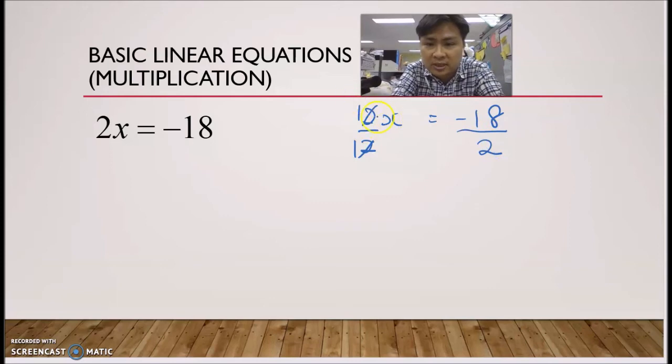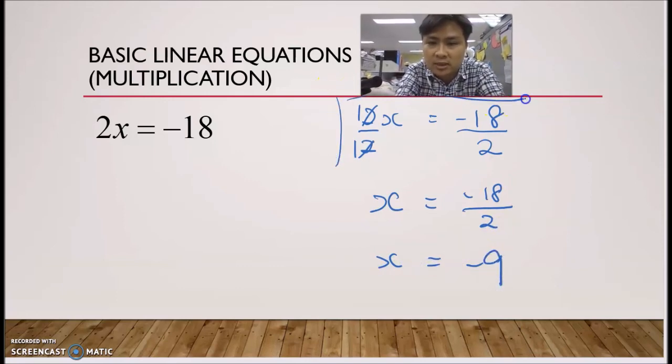So effectively the working will be like this. x is equals to negative 18 divided by 2. Use your calculator or mental calculation. x will be equals to negative 9. Again, over here is just for your understanding, it is not necessary in your workings.